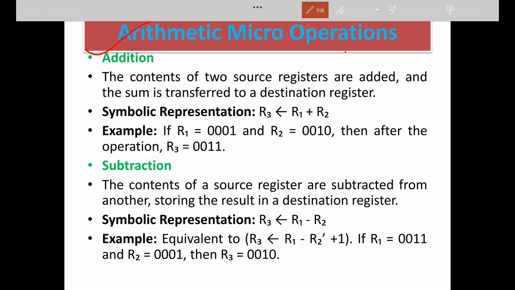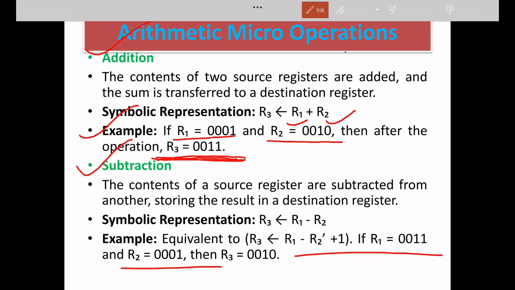See here, there is register 1 and register 2. They hold some values and you are adding them, then storing the result in R3. For example, R1 is equal to 0001 and R2 is equal to 0010. After the operation, if you add both values, you will get 0011. Similarly, the subtraction operation also works: R1 minus R2 is equal to R3.